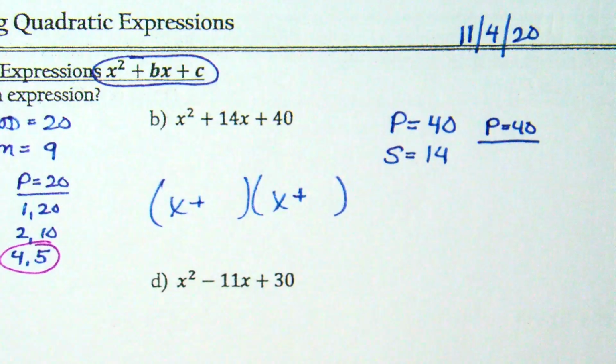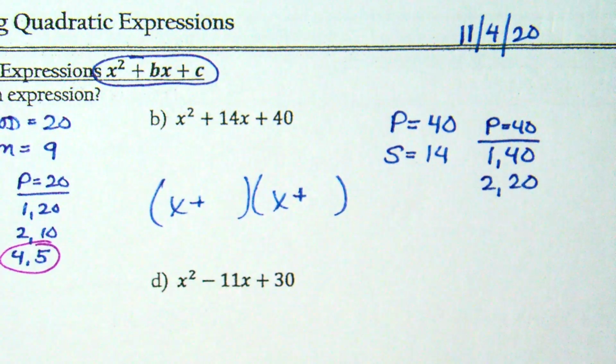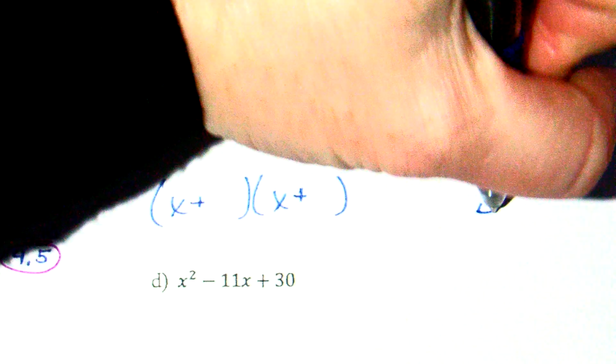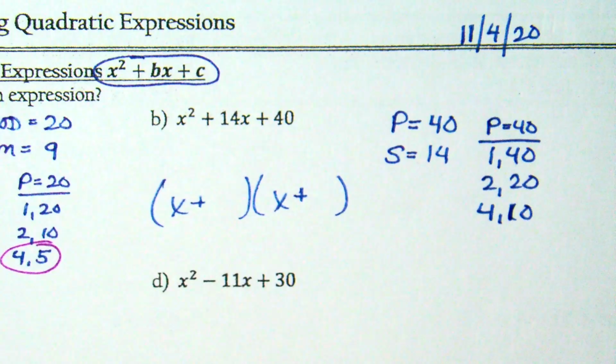1 times what? 1 times 40 is 40. 2 times what is 40? 2 times 20. 3 times what is 40? Nothing. 4 times what is 40? 4 times 10. Whoops. 5 times what is 40? 8. 5 times 8.